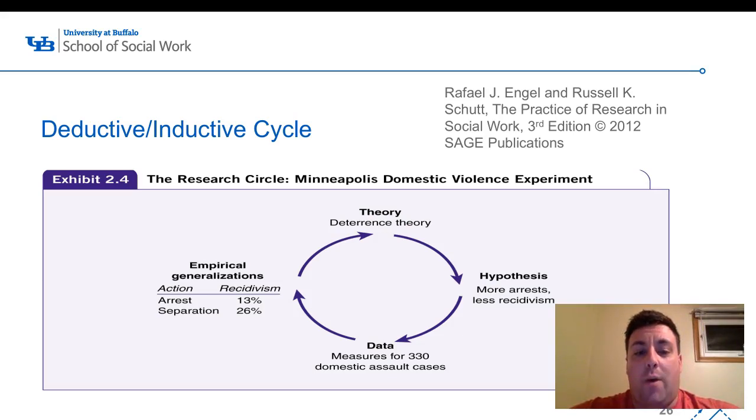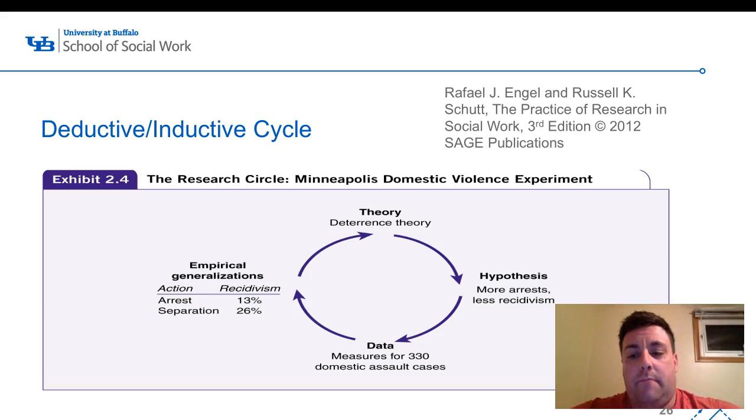That's typically a quantitative process. When we start at data on the bottom of that circle, and we compose a theory using empirical generalizations, when we compose a theory to sort of account for that data, that's qualitative research. That's simply the inductive process right there.